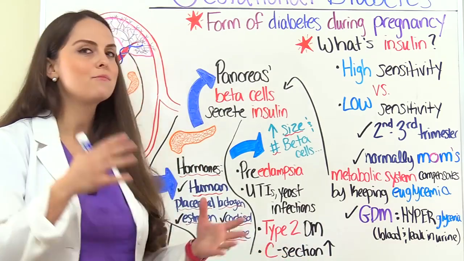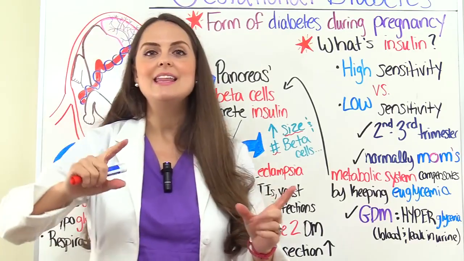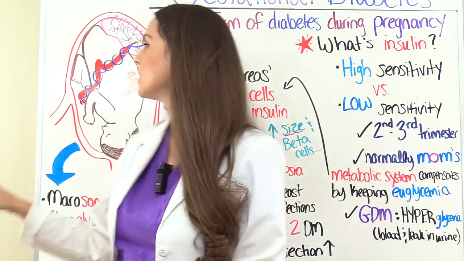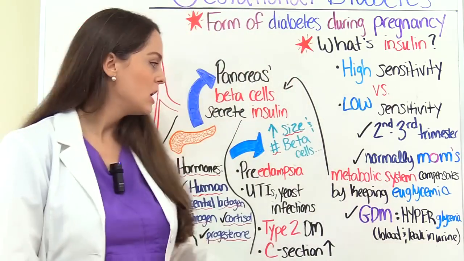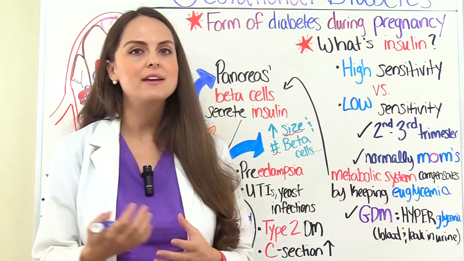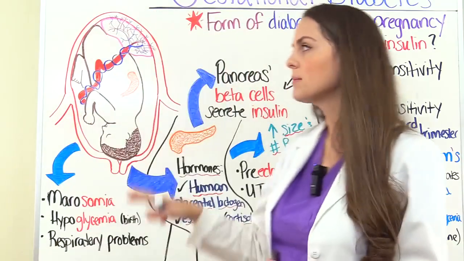And because we have more glucose in her blood, that's going to cause more glucose to go to this baby. And that can increase the baby's size. So it increases her risk of having a cesarean section. So let's talk about baby.